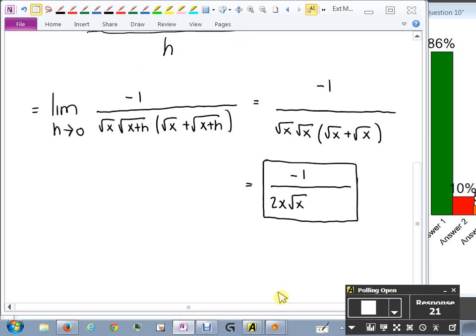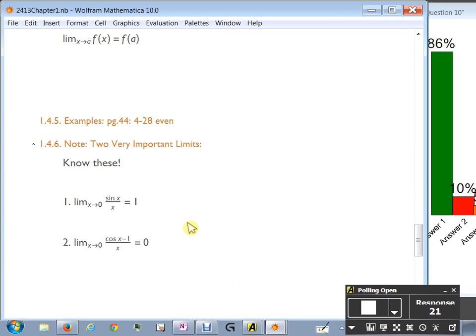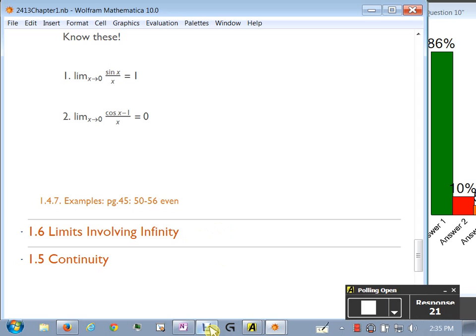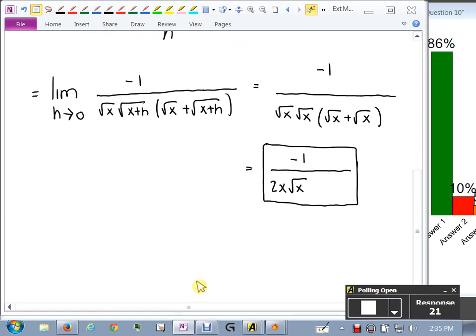Okay, so what I think you should do for your homework, let's see. I'll give you your homework assignment right now. Off of page 44, you need to look at 11 through 27 odds. I did some of the evens. If you want, you finish the odds, go do the evens too if you want. And that was from 1.4.